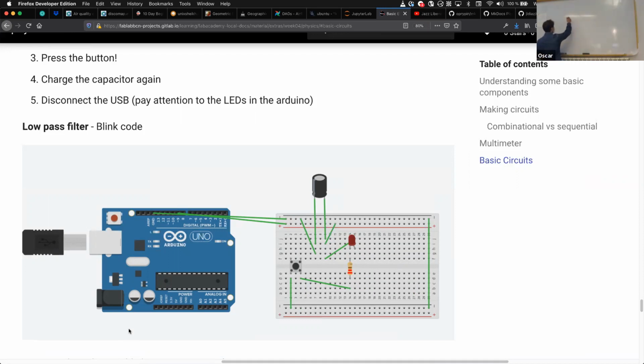Things to remember. Things that I want you to get out of the session and know. What is voltage? What is current? What is resistance? And ultimately, how they relate to each other.